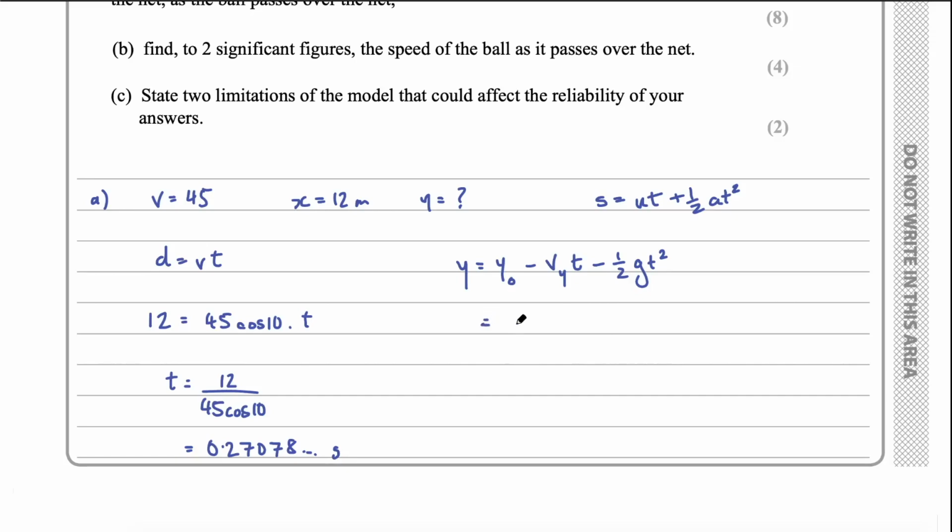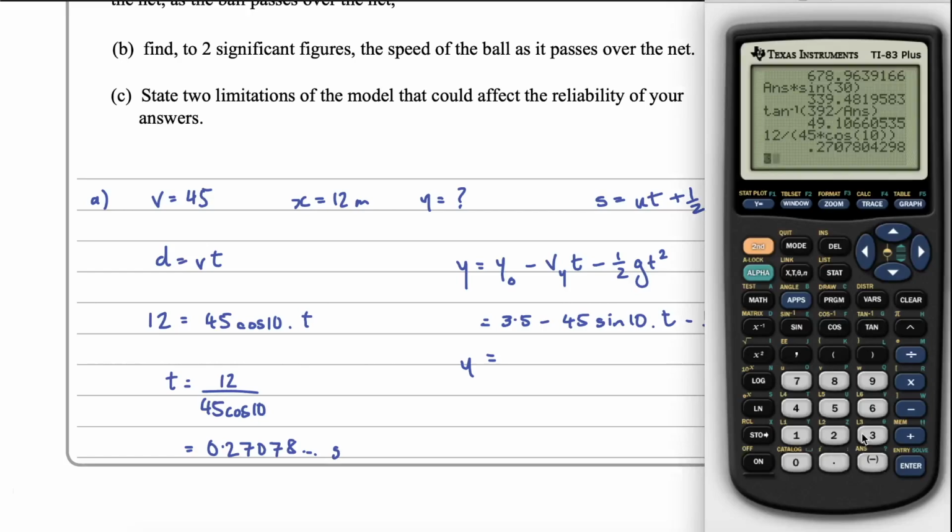Okay, so the initial height of the ball was 3.5 meters. The initial vertical velocity we said was 45 sine of 10. The time we have over here, I might just keep that as t to save me writing all of that out. Then we've got half times 9.8 times t squared. So that's going to allow us to solve for the height of the ball as it passes over the net. So let's go ahead and put that into a calculator.